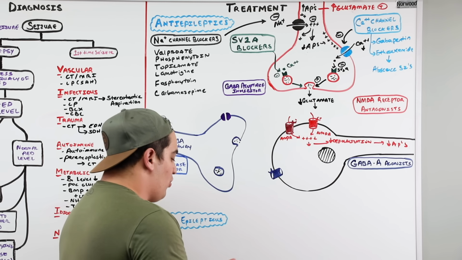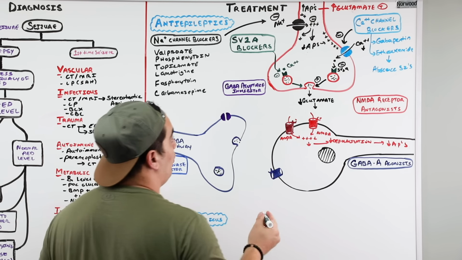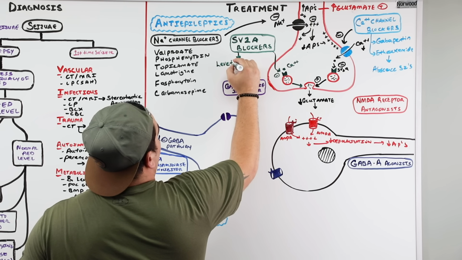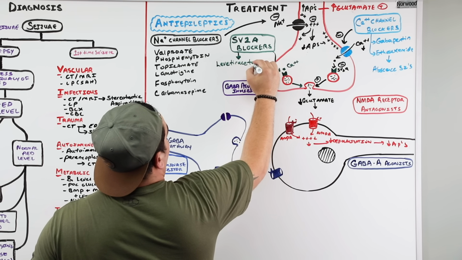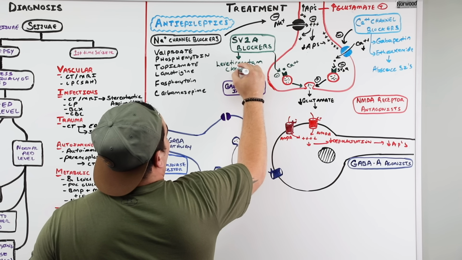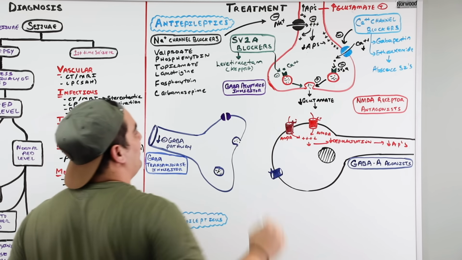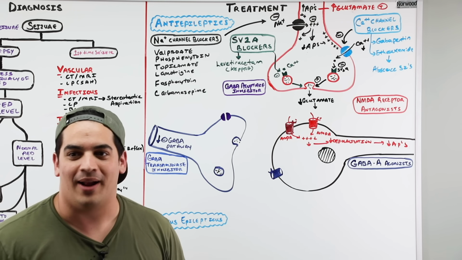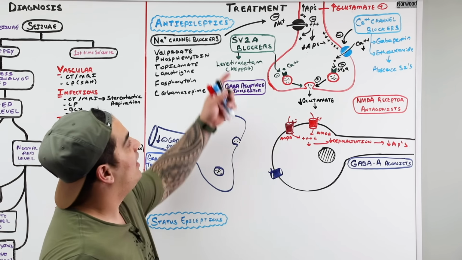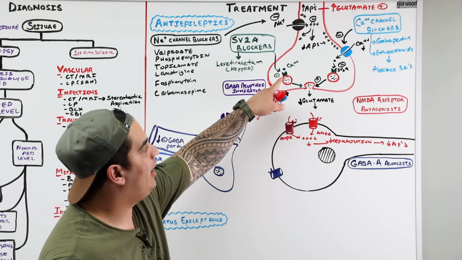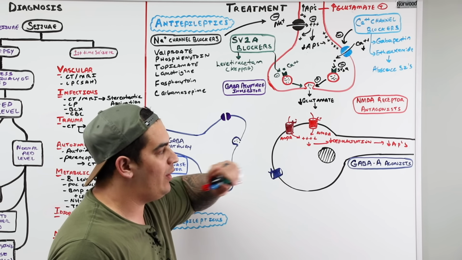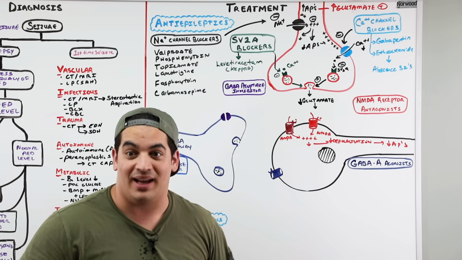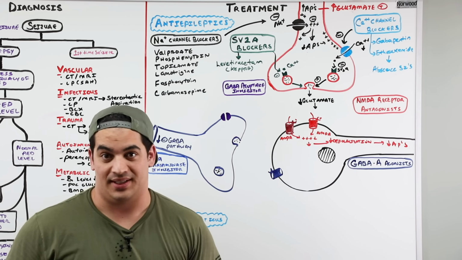What is the name of the drug that inhibits this SV2A protein? Levetiracetam. An easier way to remember this one is by the brand name Keppra. Okay, that's why it's easier to remember that one. But either way, SV2A blockers like levetiracetam inhibit the binding of calcium to the SV2A, or inhibit the fusion to the synaptic membrane, decreasing glutamate, decreasing action potentials, decreasing seizures.